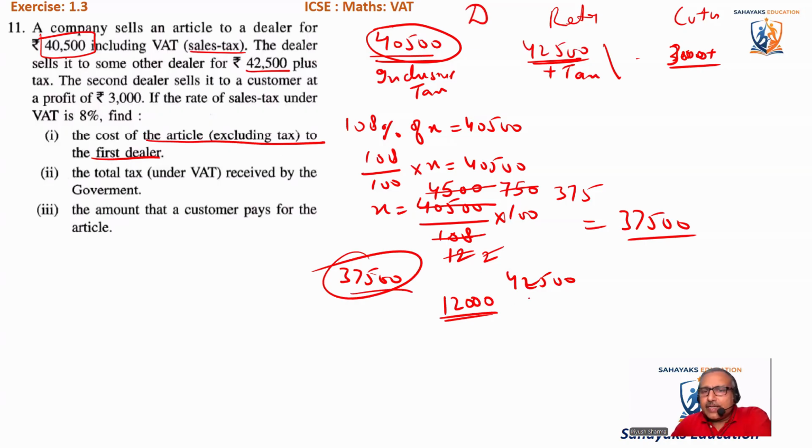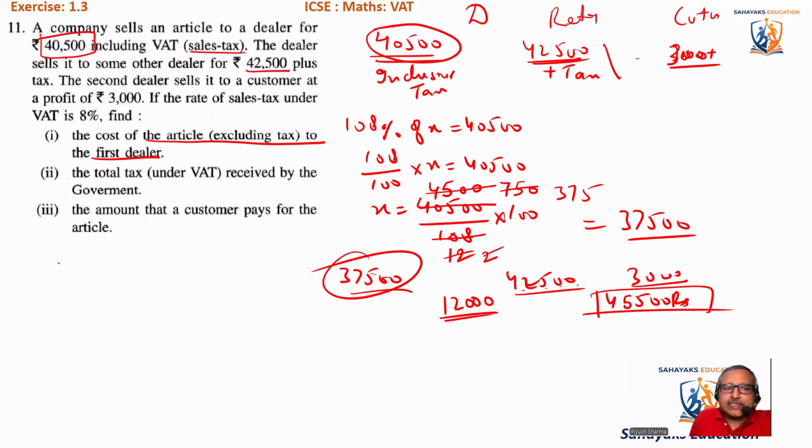So first of all, he sold it at 42,500. Now the other person made a profit of 3,000 rupees. So basically the customer paid 42,500 plus 3,000. So this value comes out to be 45,500 rupees, which is what the customer pays excluding tax. So first of all, we need to find out what tax the customer has paid on it.